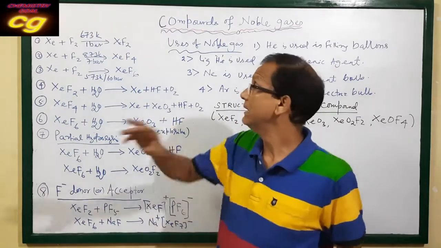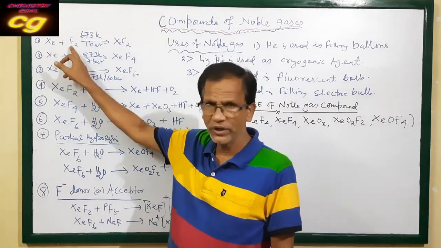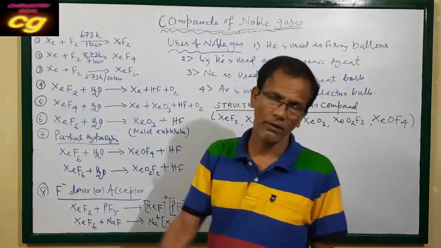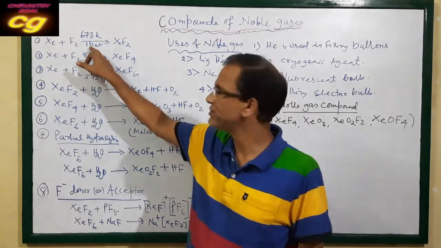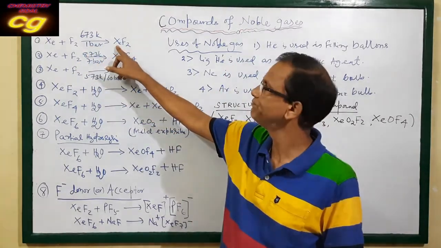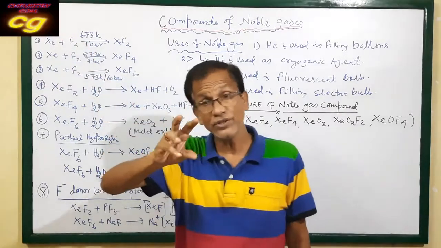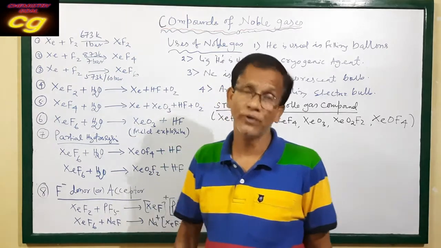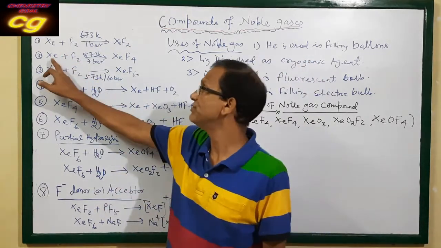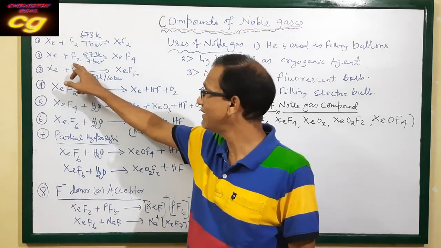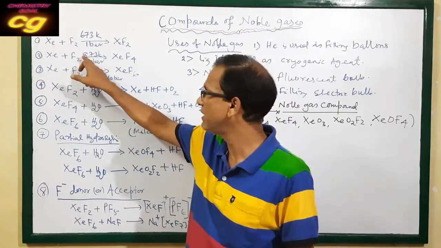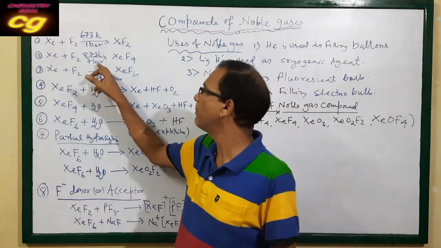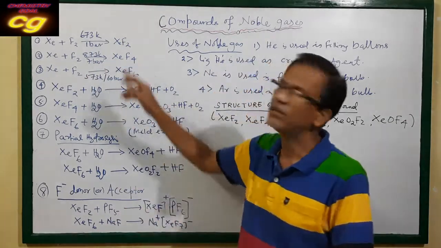Here you see, when xenon combines with fluorine at a high temperature of about 673 K and 1 bar pressure, it produces xenon difluoride. You have to remember the temperature and pressure, so that it will be better for your competitive examinations. Similarly, xenon combines with fluorine at a higher temperature of about 873 K and more pressure, 7 bar, to produce xenon tetrafluoride.